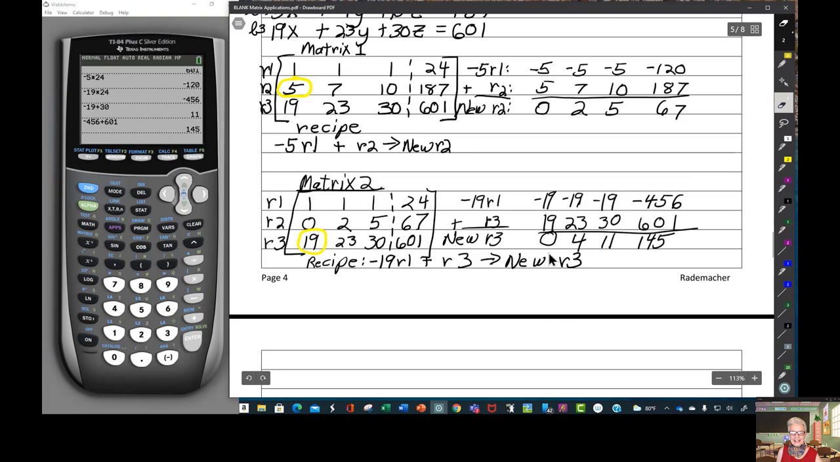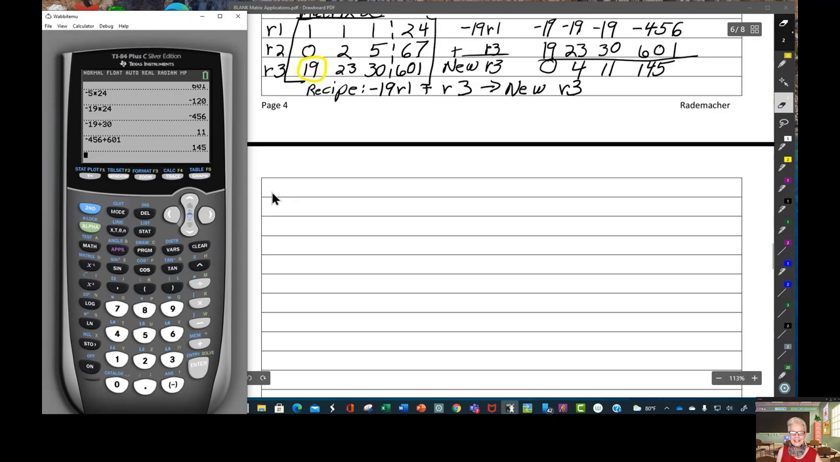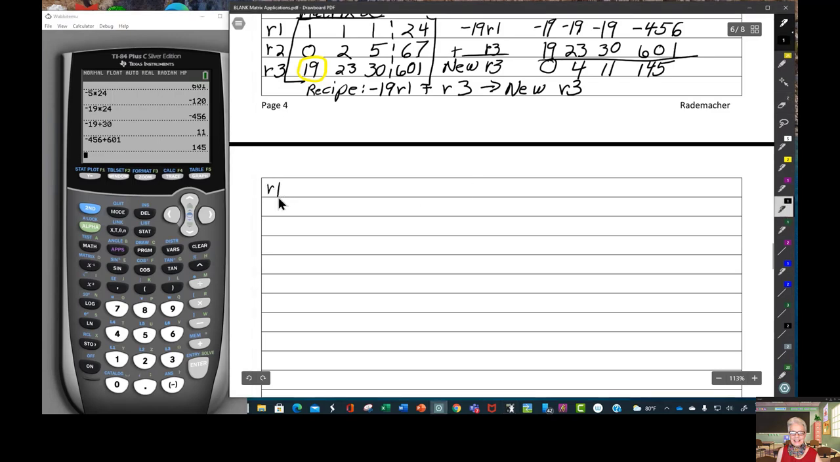And so this is going to be my new row 3: 0, 4, 11, 145. So I come down here, row 1, row 2, row 3, and this is going to be 0, 4, 11, 145. And then rows 1 and 2 are the same as up here in matrix 2: 0, 2, 5, 67 and 1, 1, 1, 24.